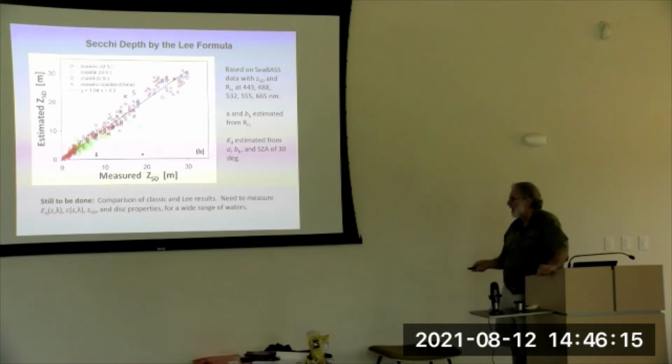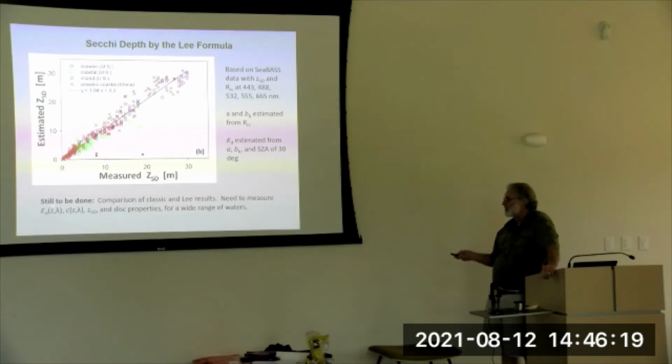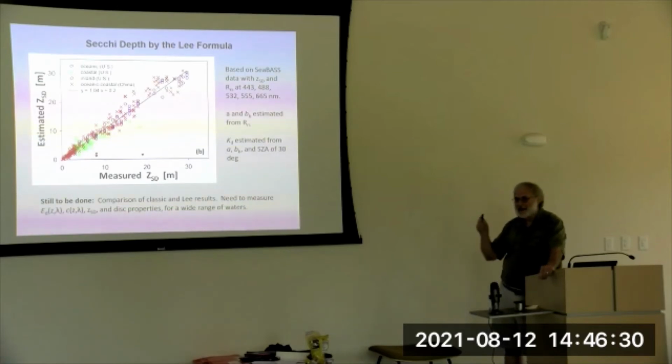So anyway, what hasn't been done yet is a real comparison between Zhongping Lee's equation and the classical Preisendorfer equation. Be a great master's project for somebody. You need to measure the Ed as a function of depth and wavelength, beam c, Secchi disk, the disk properties, and do that in a wide range of waters. And my guess is that some waters, one formula will work better than the others.